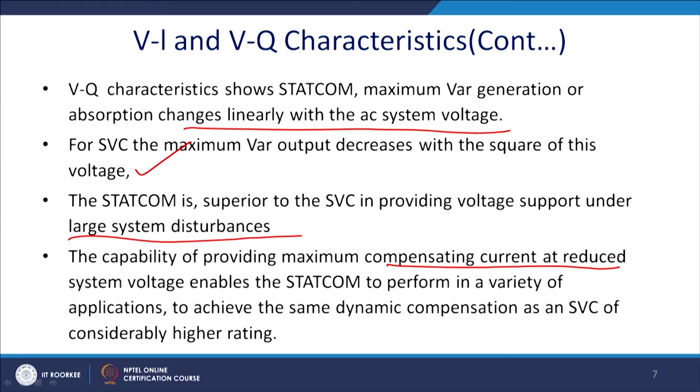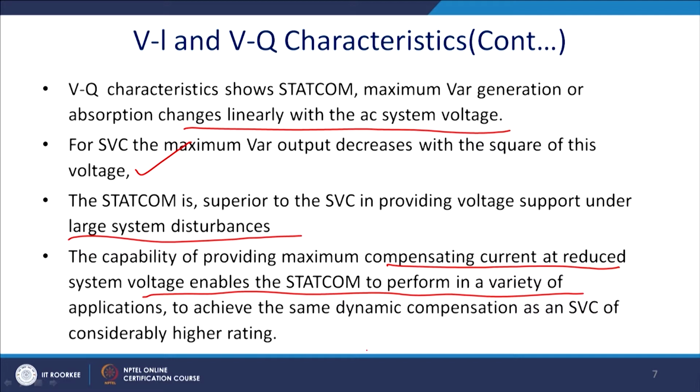The capability of providing maximum compensation current at reduced system voltage enables the STATCOM to perform in a variety of applications. To achieve the same dynamic compensation as an SVC, we thus require a higher power rating.